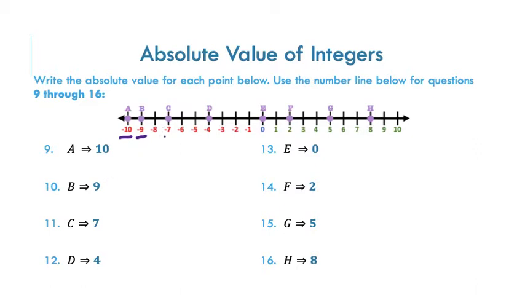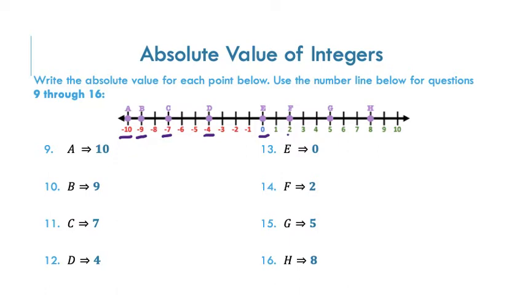For C, we have negative 7, and negative 7 is 7 units to the left of 0, so the absolute value is 7. And then we have negative 4. Negative 4 is 4 units to the left of 0, so the absolute value is 4. For E, we have 0. 0 is 0 units away from 0, so the absolute value of 0 is 0.